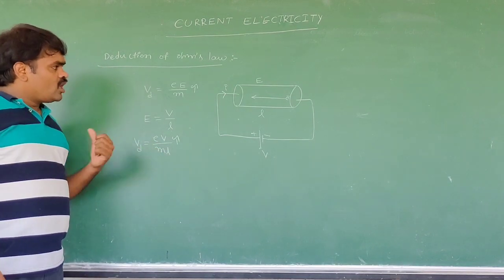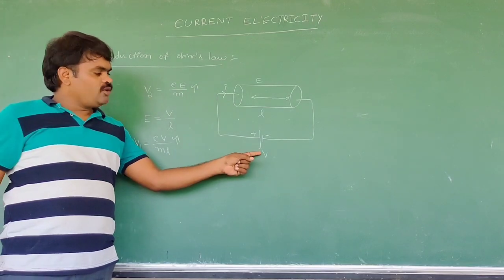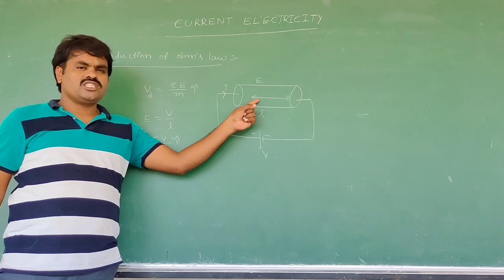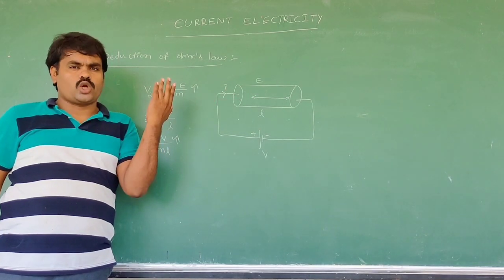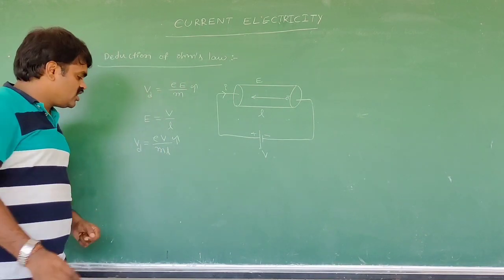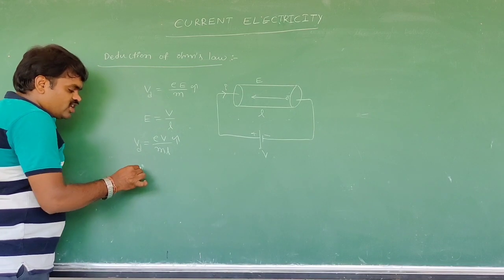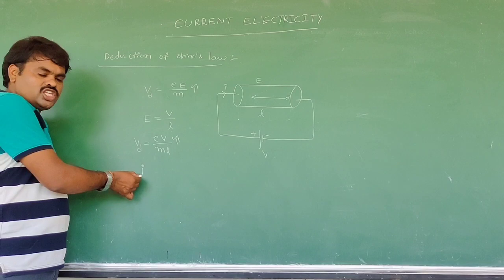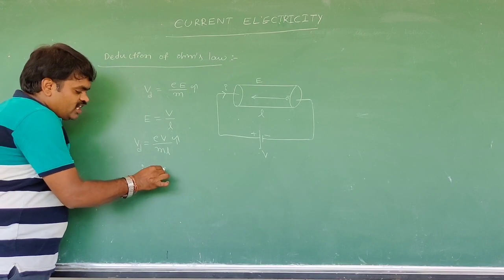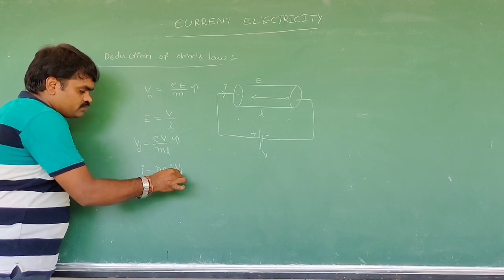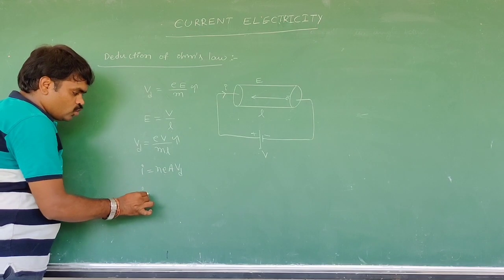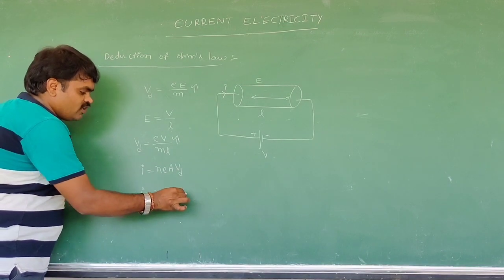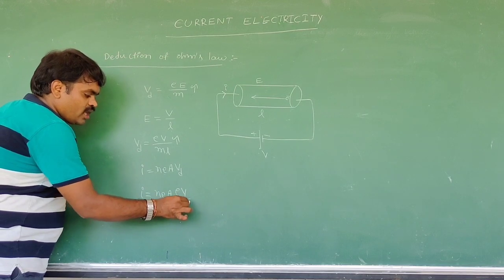Here, when we apply the potential V, the current I flows through it. That means the flow of drift electrons. That's why, the relation between current and the drift velocity is I is equal to NEA Vd. I is equal to NEA into Vd, which is EV by mL into tau.